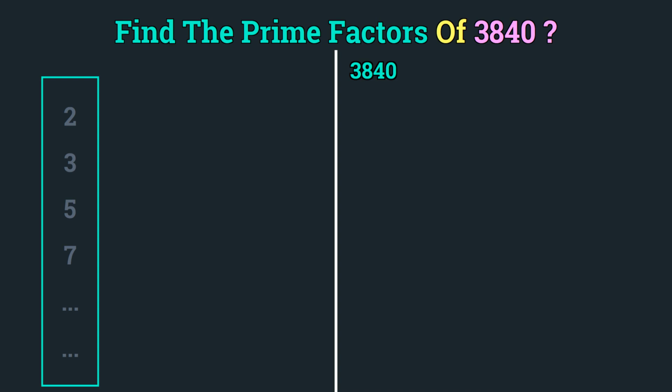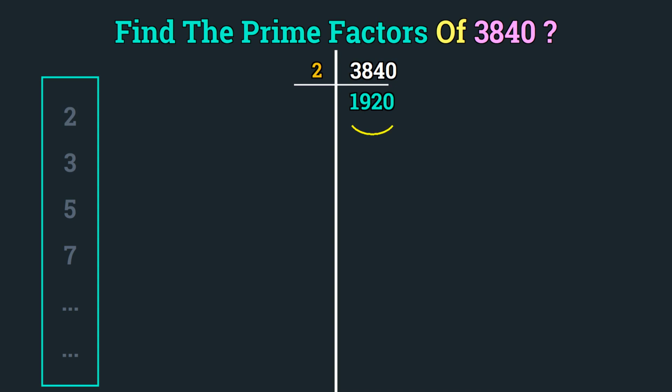Dividing 3840 by 2, which equals 1920. So 3840 divided by 2 equals 1920.